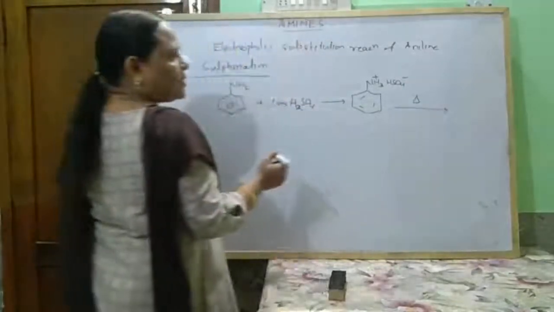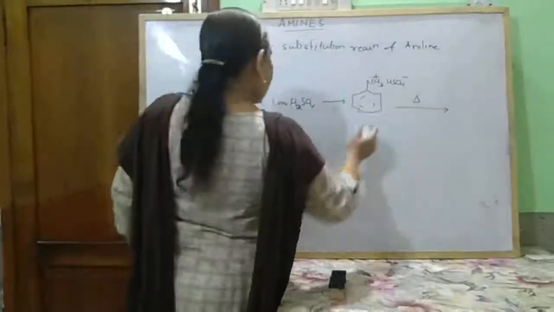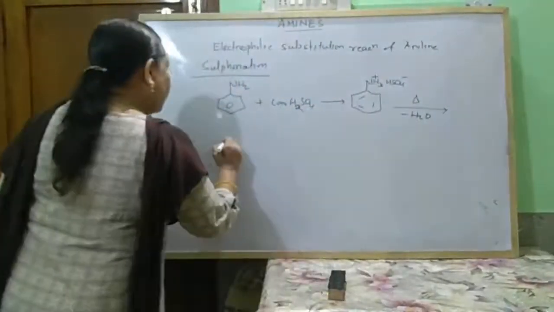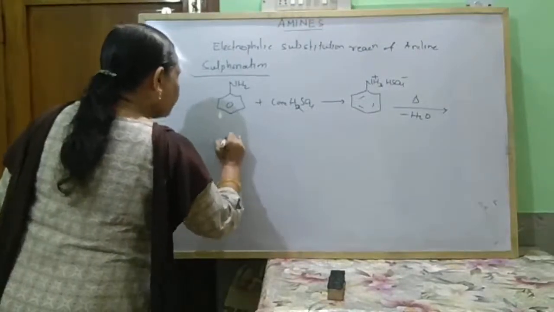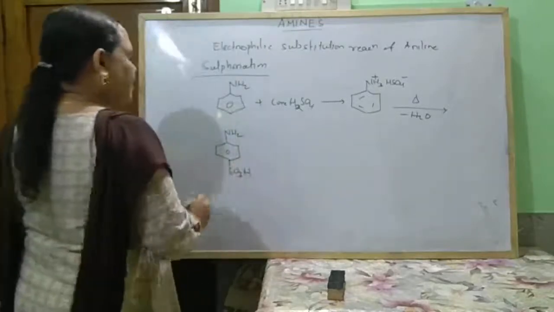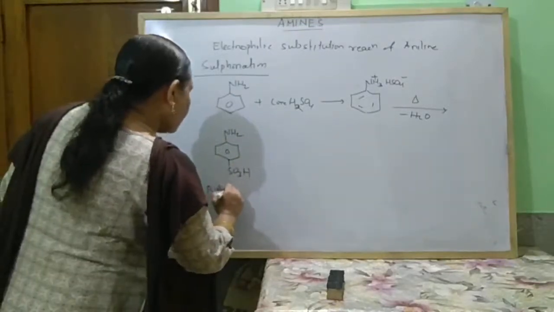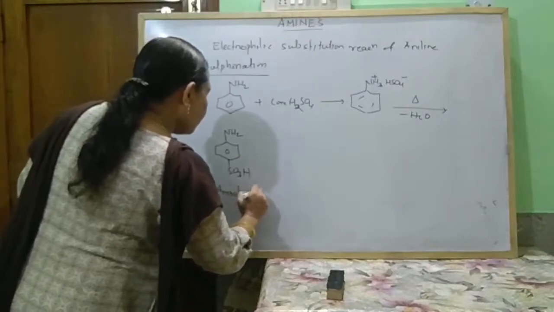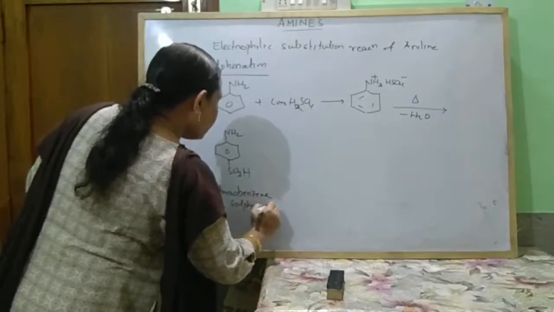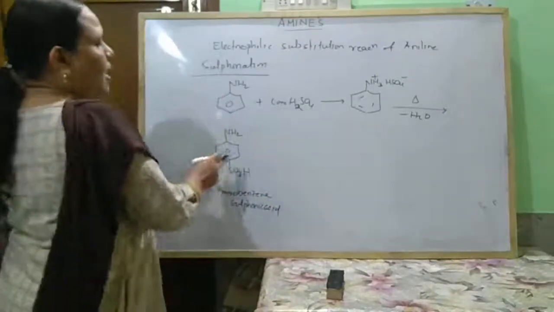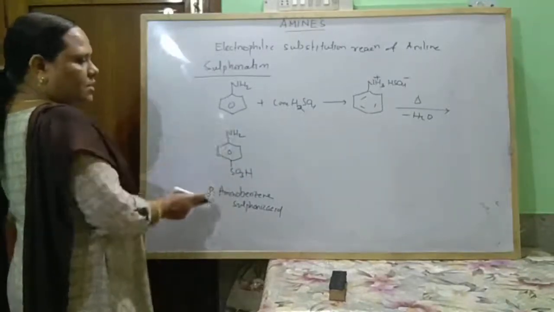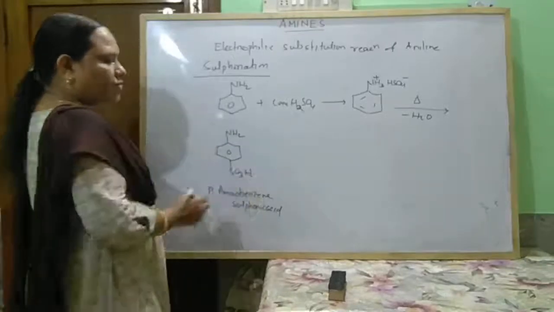heated above 450 Kelvin, minus water, forms NH2, this is para-amino benzene sulfonic acid. Sulfonic acid is the main functional group, and the amino group becomes the substituent at the para position, para-aminobenzene sulfonic acid.